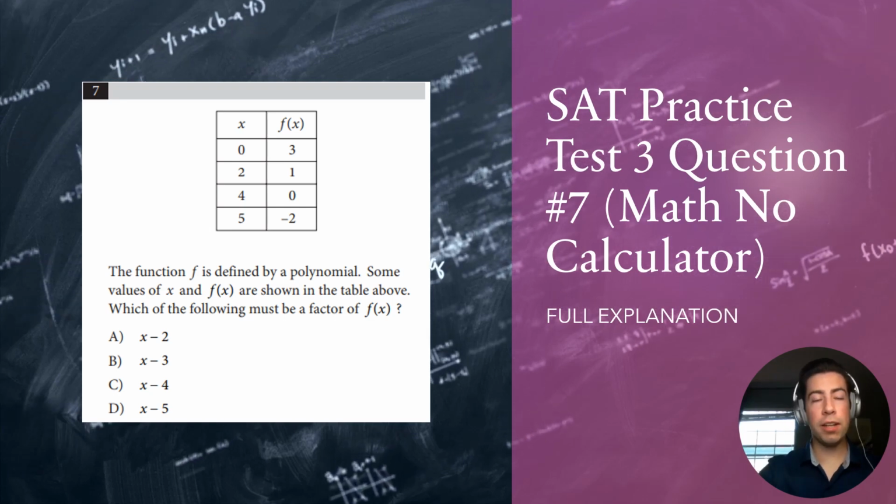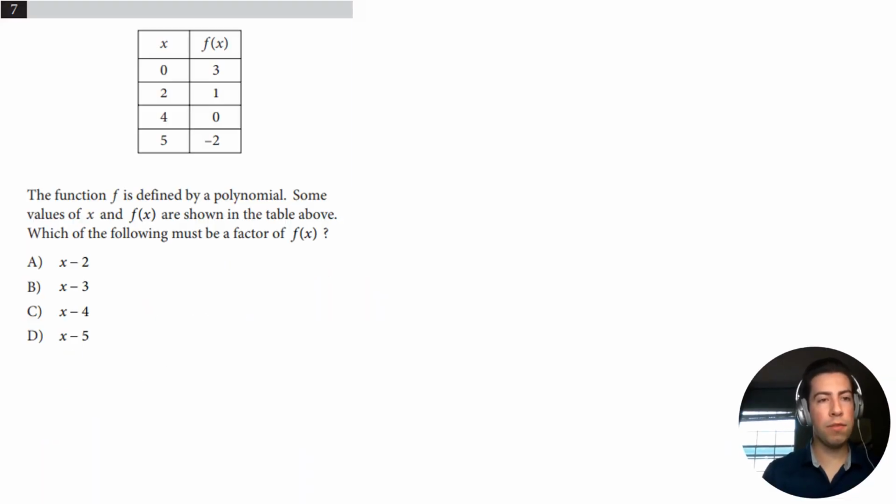Question number 7, let's get right into it. All right, guys, so we have this table with values of x and values of f of x, and the question is, the function f is defined by a polynomial. Some values of x and f of x are shown on the table above. Which of the following must be a factor of f of x?